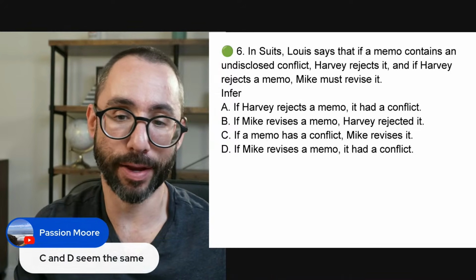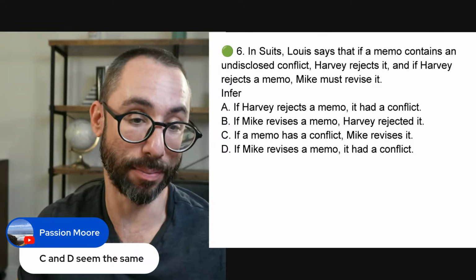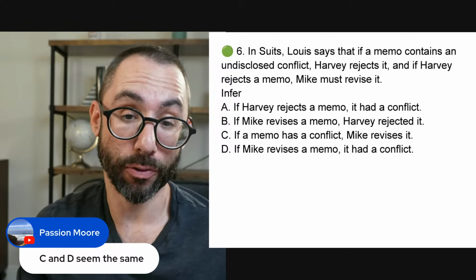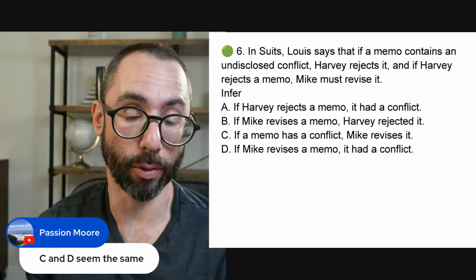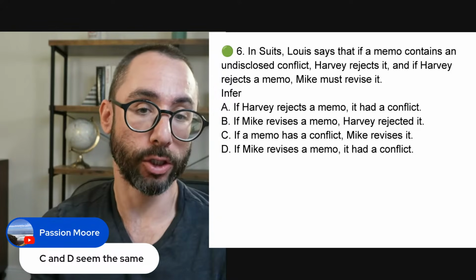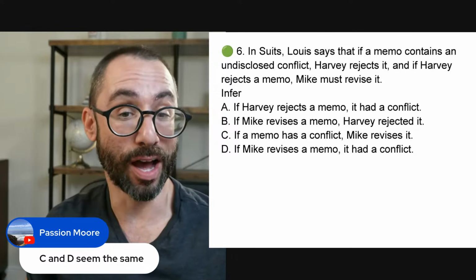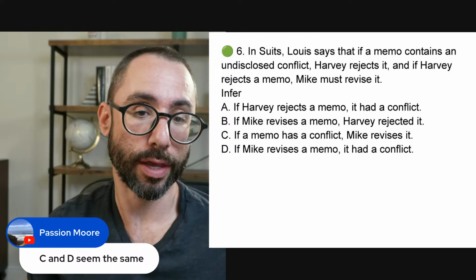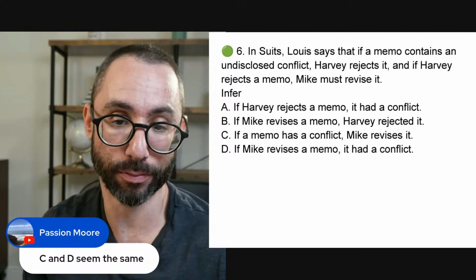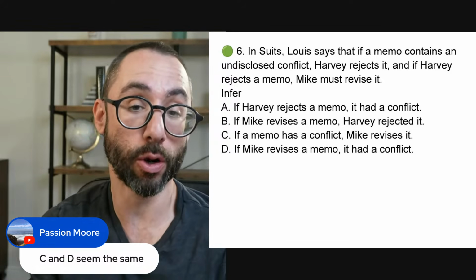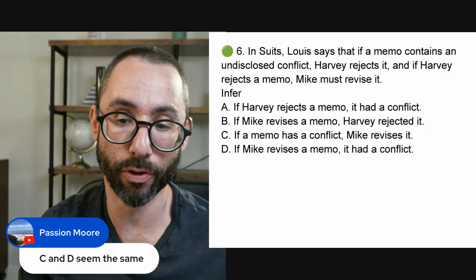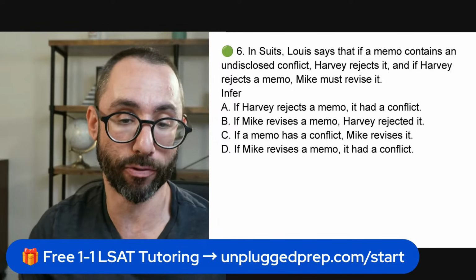Now, Passion is saying C and D seem the same. Well, they have a lot in common. They're dealing with the same variables, but they are the reversal of each other. And conditionality matters. The order matters, right? So in choice C, the memo having the conflict is the sufficient condition. In choice D as in delta, the conflict is the necessary condition. So they are not logically equivalent because they are the reversal of each other, and directionality matters. You can't go the wrong way on a one-way street.